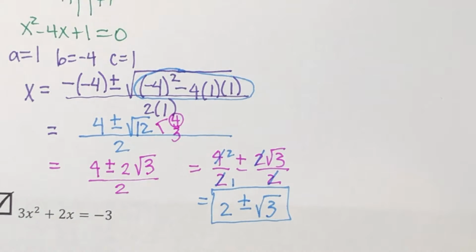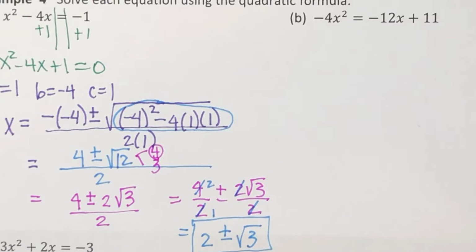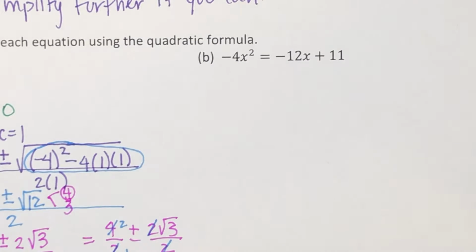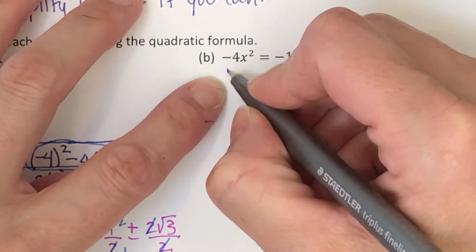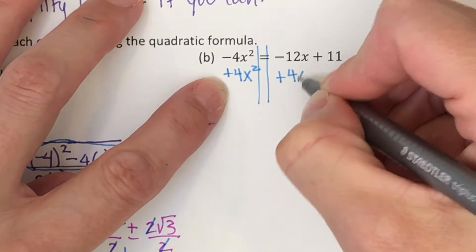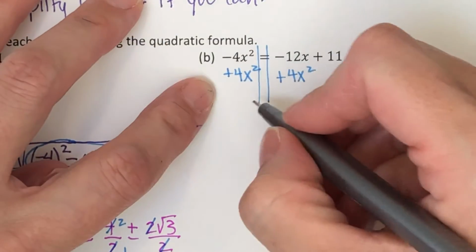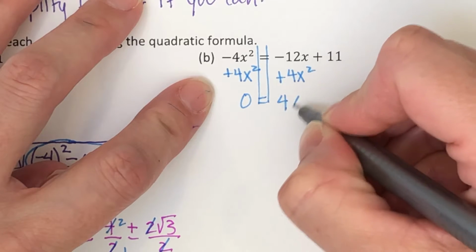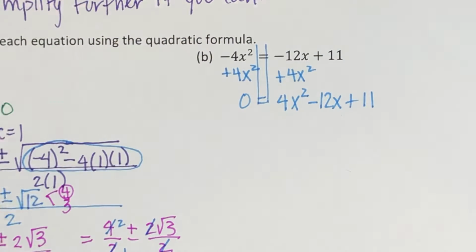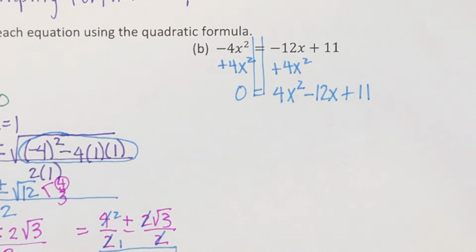Okay, on B, if you compare A with B, I need 0 on one side and I need my x squared to be positive. So because x squared is negative, the first thing I'm going to do is get 0 on one side, but I'm going to add this 4x squared to the right instead of moving everybody over to the left because I need it to be positive. So that'll give me 0 equals 4x squared minus 12x plus 11. Okay, so step 1, 0 on one side.